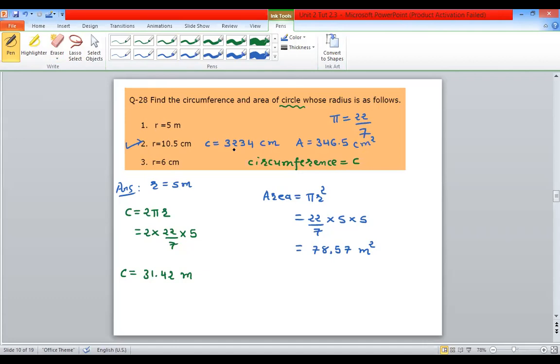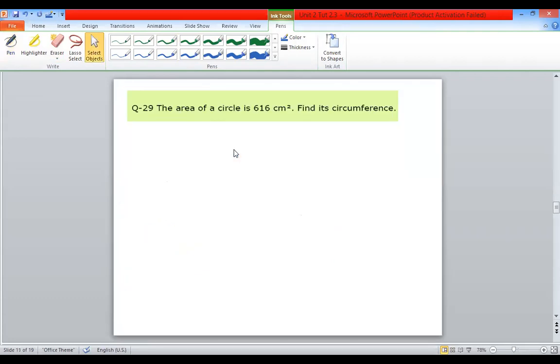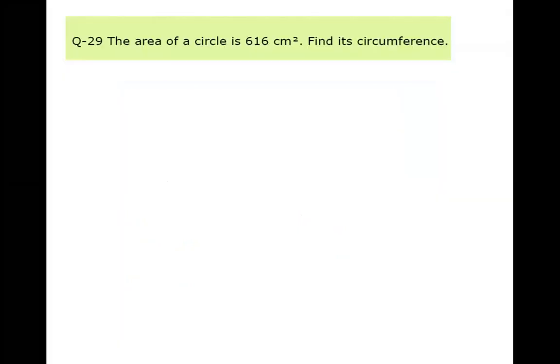The second question on your screen is, first of all, look here. You have the area of this circle. It's 616 centimeters square. And find the circumference.